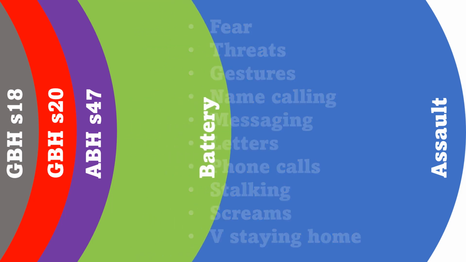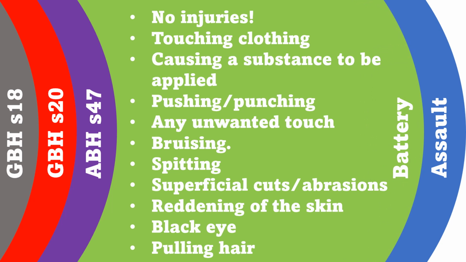For battery, really what you're looking for is no injuries. As we know, it can be abrasions and things of that nature. So you need to look for in scenarios things like touching of clothing, causing a substance to be applied, which could be worse. You know, if it does form some harm, it could be the battery or the unlawful act which creates an ABH or GBH. It could be pushing or punching, again, any unwanted touch. Then we've got bruising, spitting even, superficial cuts or abrasions, reddening of the skin, black eye, or pulling somebody's hair. So all of those things would be battery things to look out for in the way those questions are written.